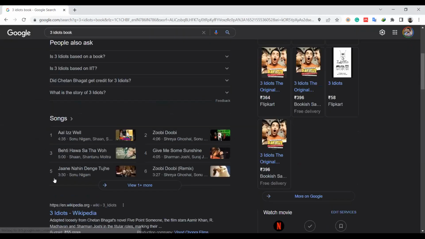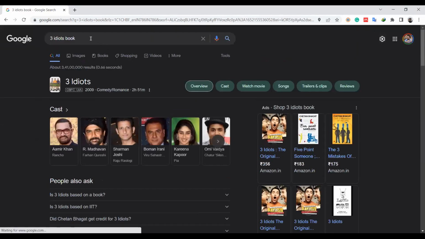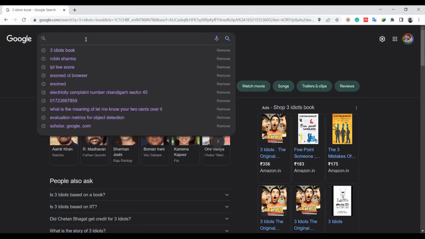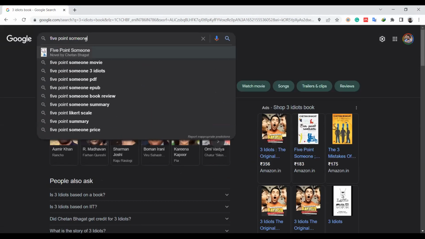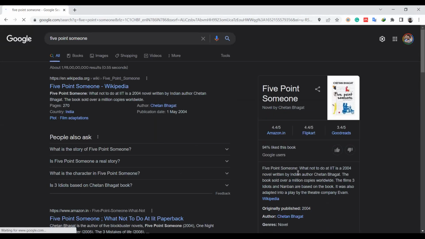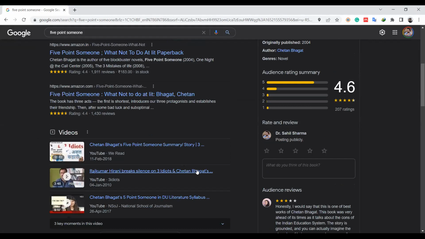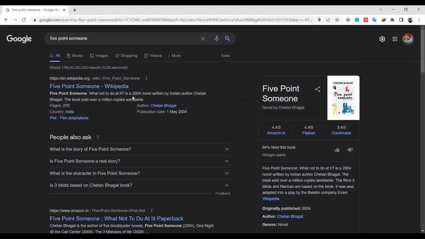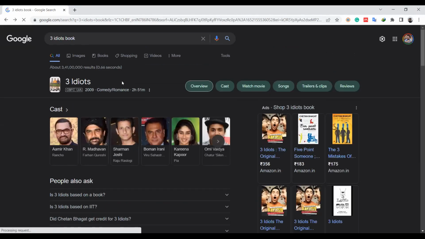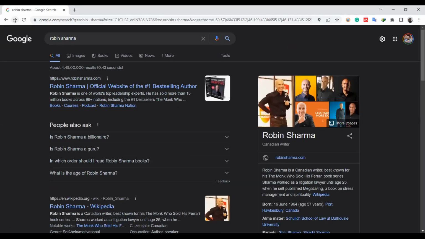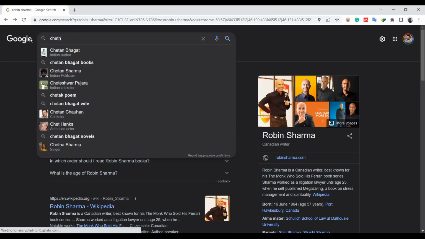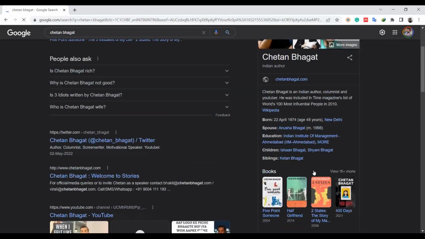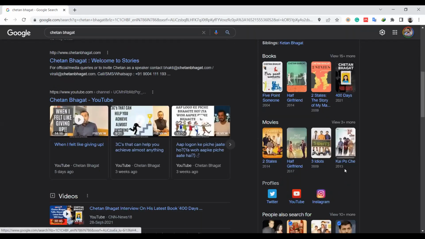Three Idiots book, let's say, let's find it. I think it was 5 Point Someone. The book name was 5 Point Someone, a novel by Chetan Bhagat. So this book was actually converted into the Three Idiots movie. They must have changed a few things, but this is how it was. For example, now let's talk about Robin Sharma, or maybe Chetan Bhagat. Chetan Bhagat's books are these and movies are these, right? Half Girlfriend. So there are a few movies that have been made out of Chetan Bhagat books.